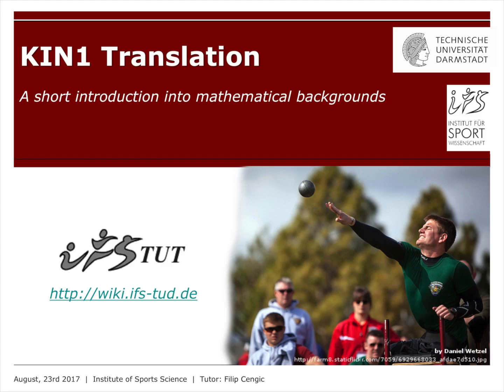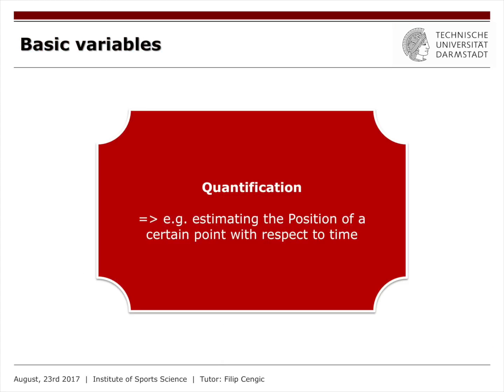Let's take shot putting as an example. In order to achieve a long distance when throwing a shot put, the shot put needs to be moved in vertical and horizontal direction. In order to capture the movement of the shot put, we take advantage of biomechanical measurements. Biomechanics deals with quantification. For example, the estimation of a point with respect to time.